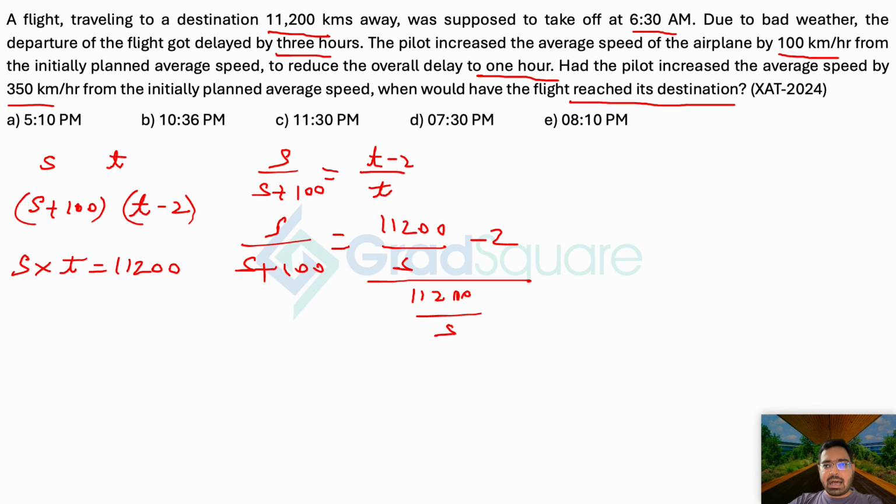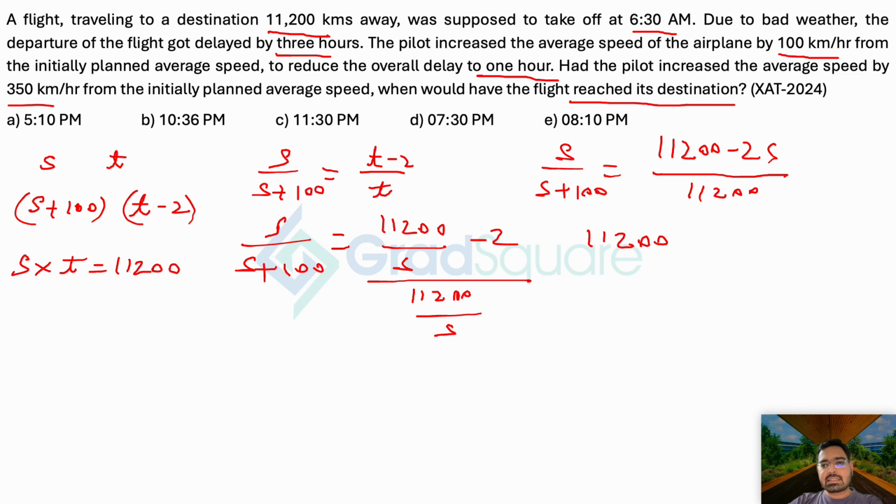So what do we get? Our left hand side still remains the same, S by S plus 100. What happens to our right hand side? Our right hand side will become 11,200 minus 2S in the numerator, and in the denominator this S will get cancelled out and we will have 11,200 over here as well, right? Now let's try to break this equation further and see what do we really get.